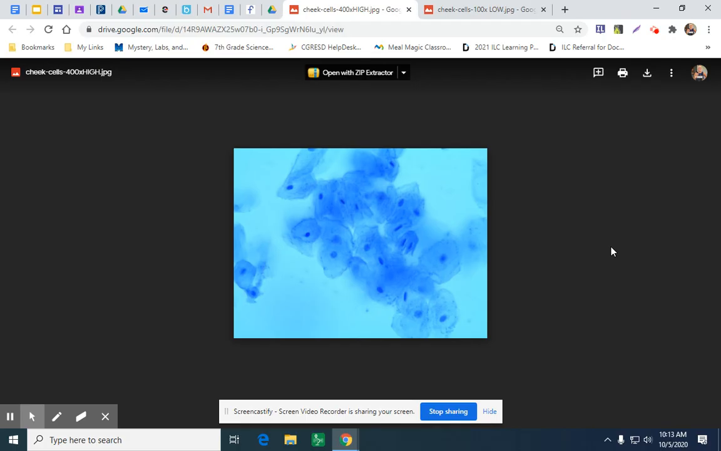Human cheeks are made of many cells. This sample was scraped from somebody's cheek and then dyed on a slide. But because they are human cells or animal cells, they are not organized in the pattern we see typically like we do with the plant cells.